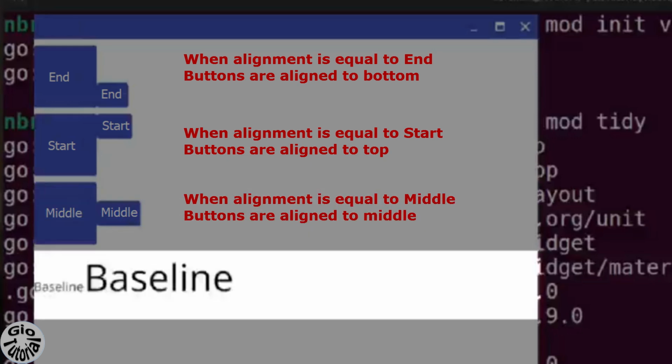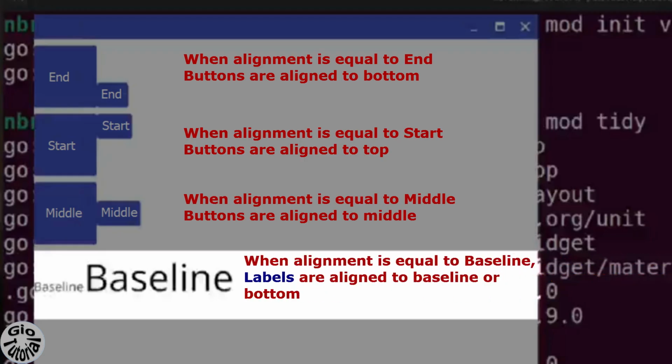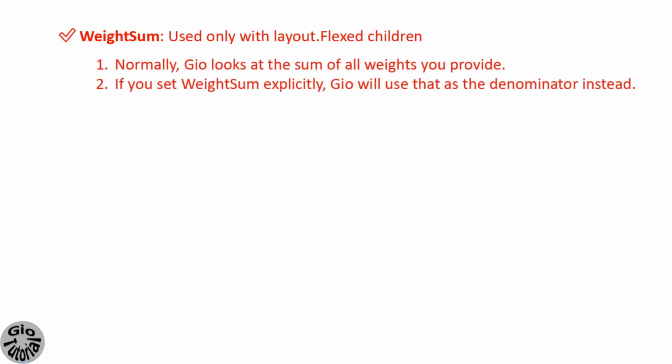The last row, the alignment used for the labels is baseline. The text is aligned on baseline. The last flex parameter is WeightSum. It's specifically used for layout.Flex children. Gio looks at the sum of weights provided for all flexed when WeightSum is not used. When it's used, Gio will use it as a denominator instead.